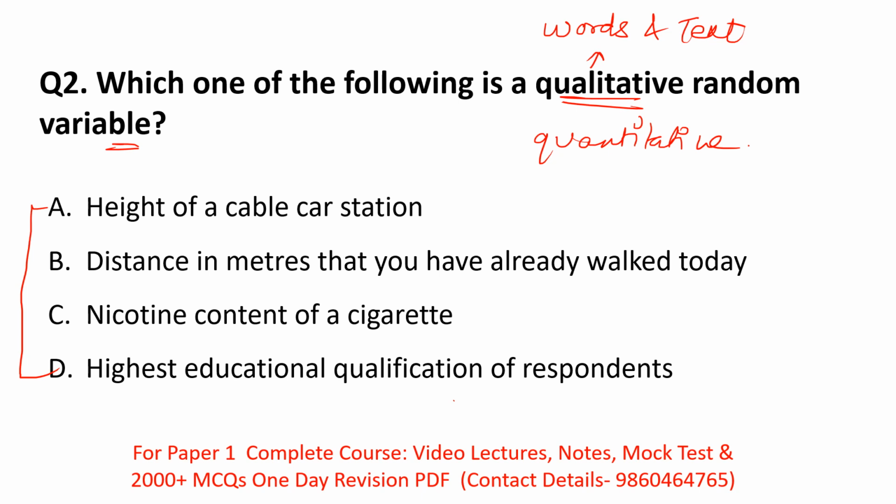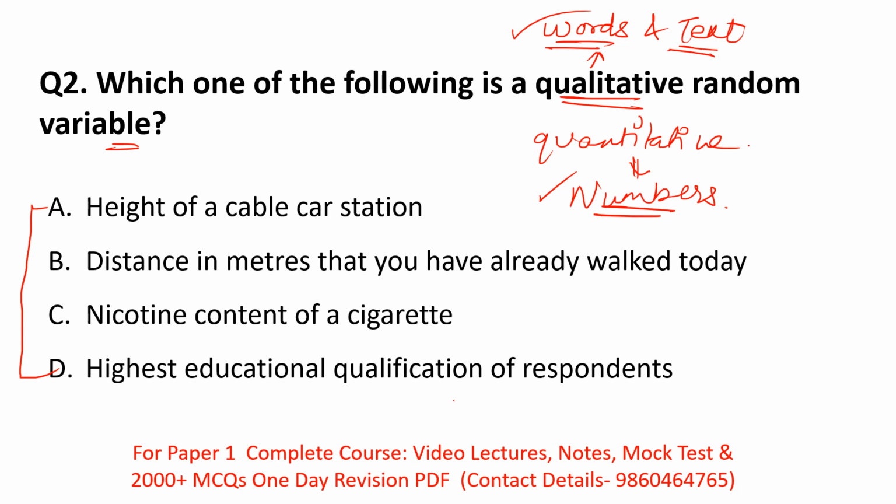Remember, a qualitative variable deals with words and text, and a quantitative variable deals with numbers. The name itself defines the meaning: qualitative shows quality, and quantitative means quantity, which gives us the idea about quantity. That means numbers, basically. So one by one we'll see which option indicates a qualitative variable.